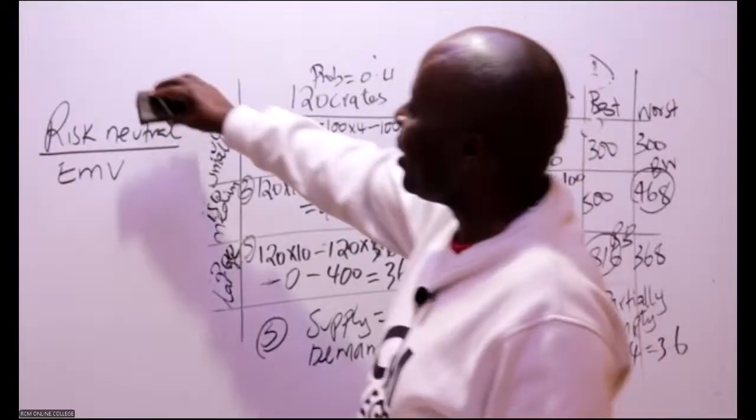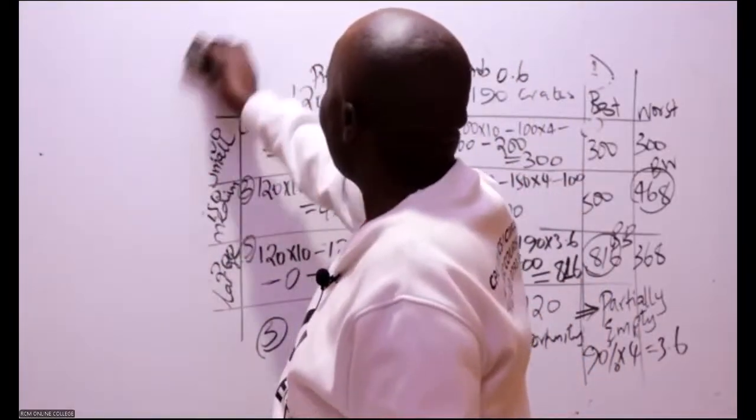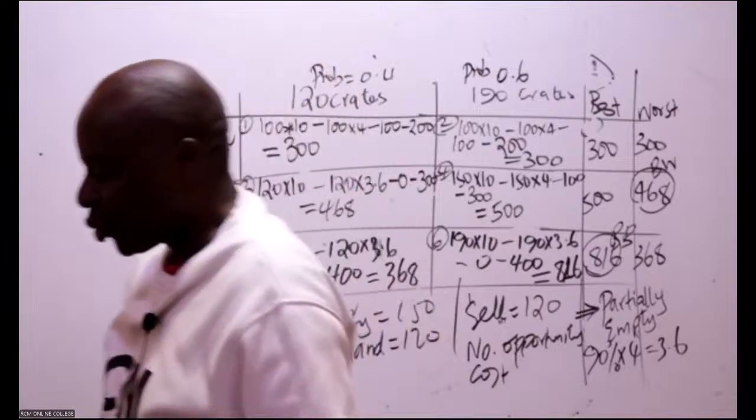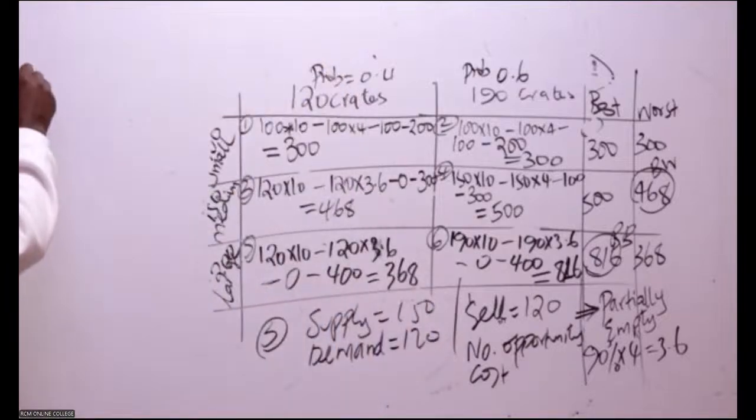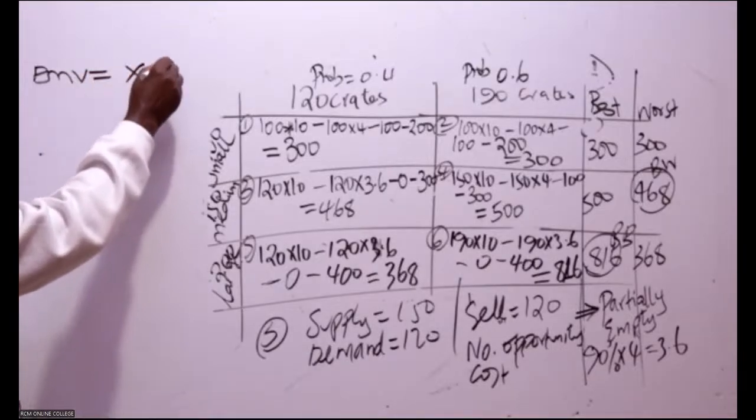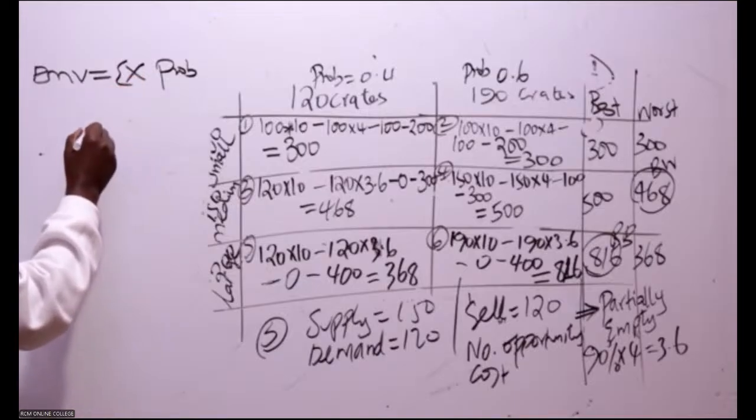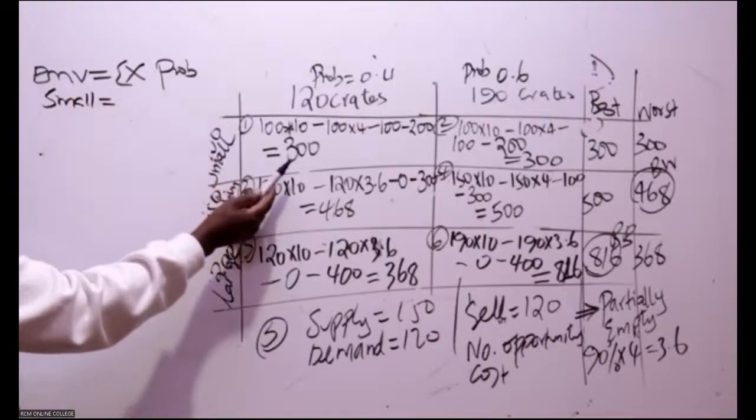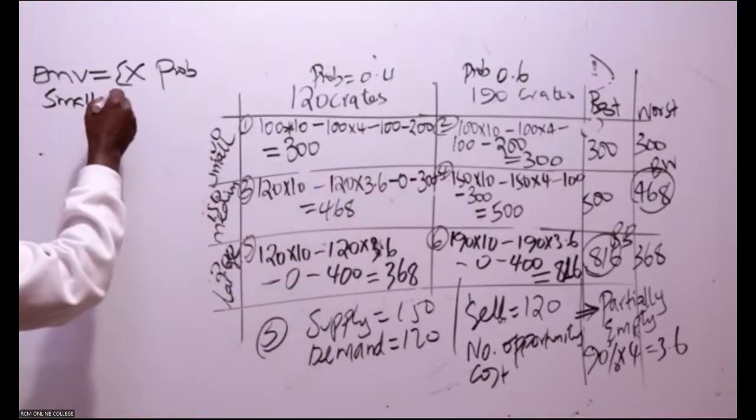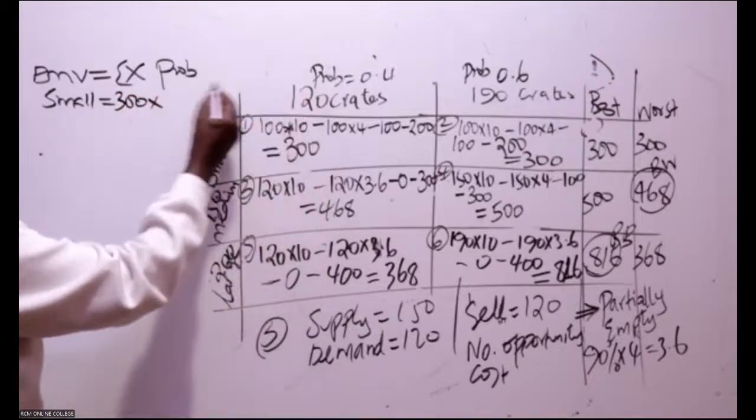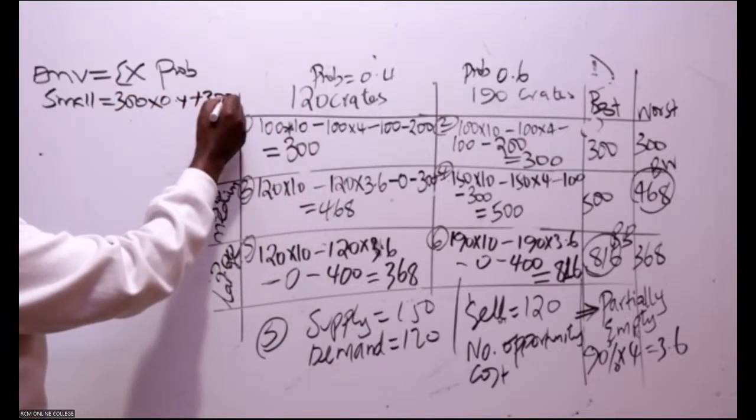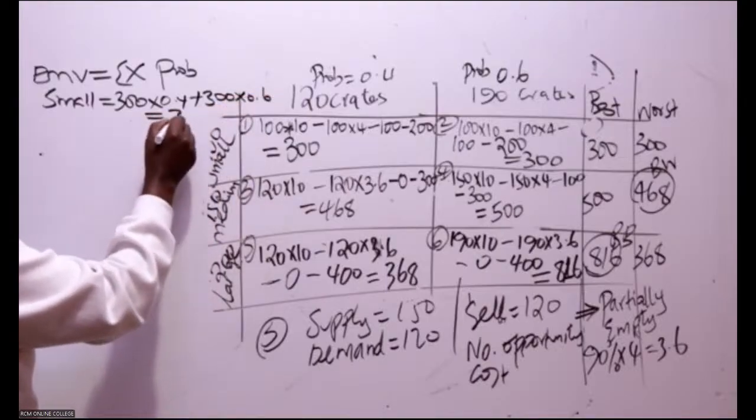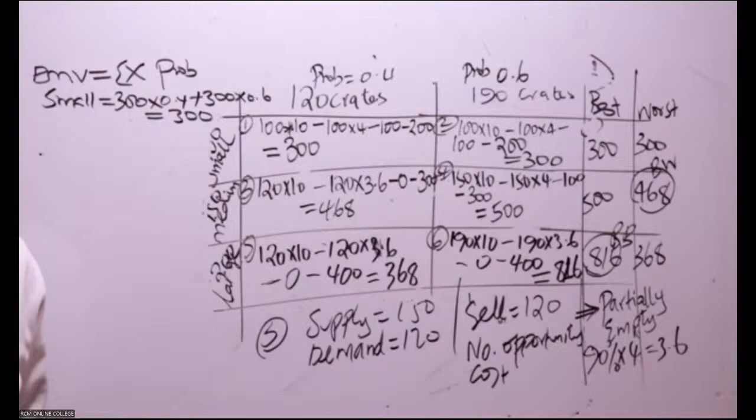So is there somebody who can tell us what you need to do to get these expected monetary values? It's very easy. Normally we take X values times their probabilities, then we sum. So give us the expected monetary value for small. For small, I can see the X values are only 2. So you take 300 times 0.4 plus 300 times 0.6, which will give me 300.